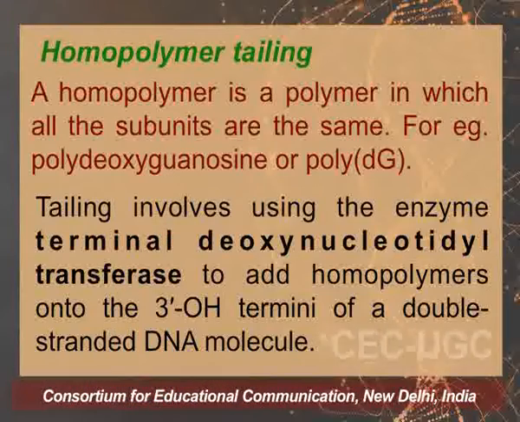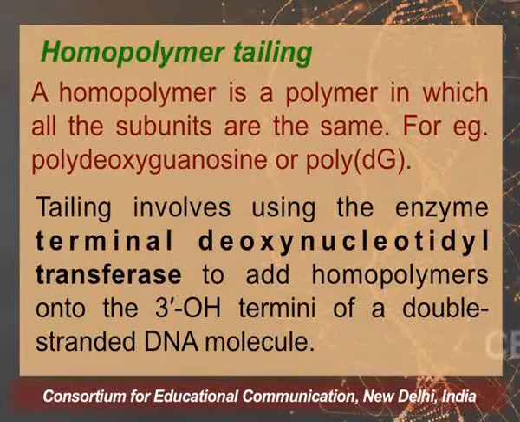Another way by which ligation can be done is homopolymer tailing. A homopolymer is a polymer in which all the subunits are the same. For example, polydeoxyguanosine or poly-dG as it is written, or polycytosine or polydeoxythymine. It can be anything, a homopolymer.